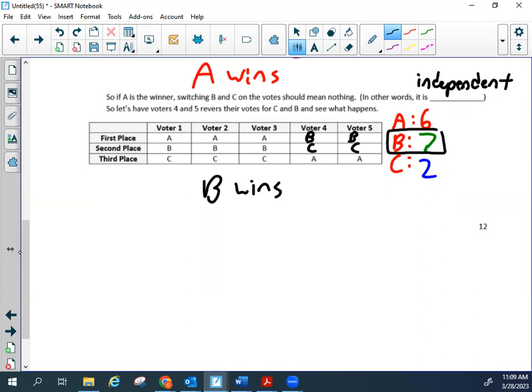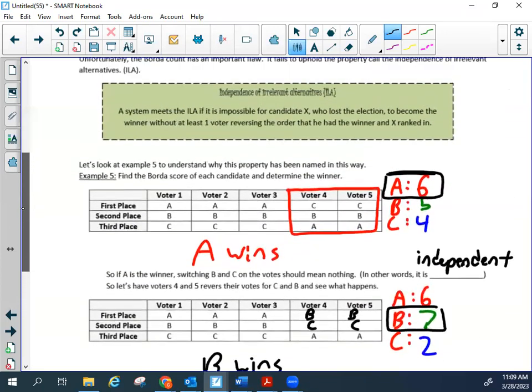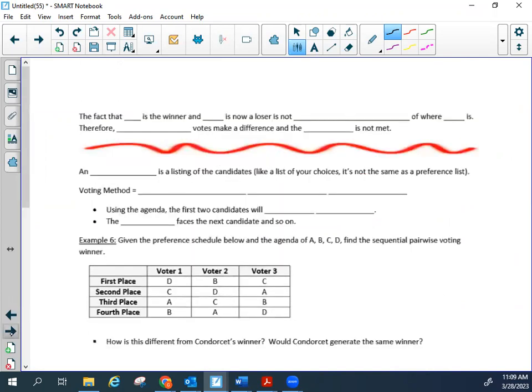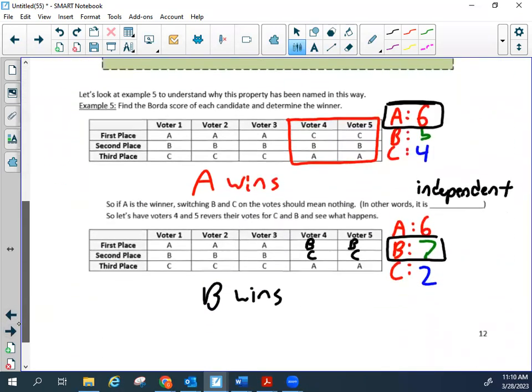In other words, it's independent. So that's how we do the Borda count. It's also the problem with the Borda count, in that irrelevant votes that voted our winner with 0 points could end up messing our problem up. So to put a wrap on that, the fact that B is now the winner instead of A, who is now a loser, means that it's not independent of where C is. Either way, C is in last place.